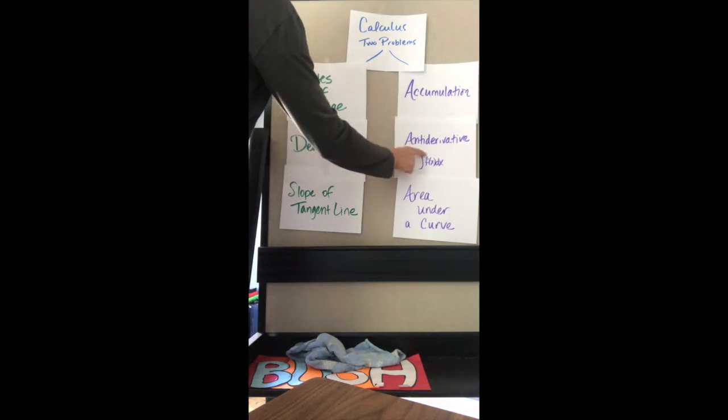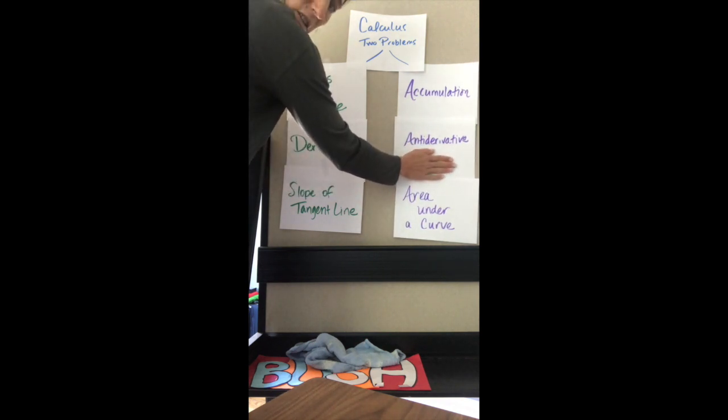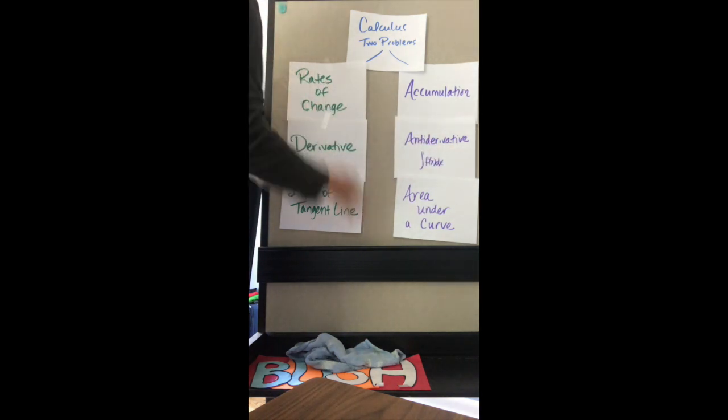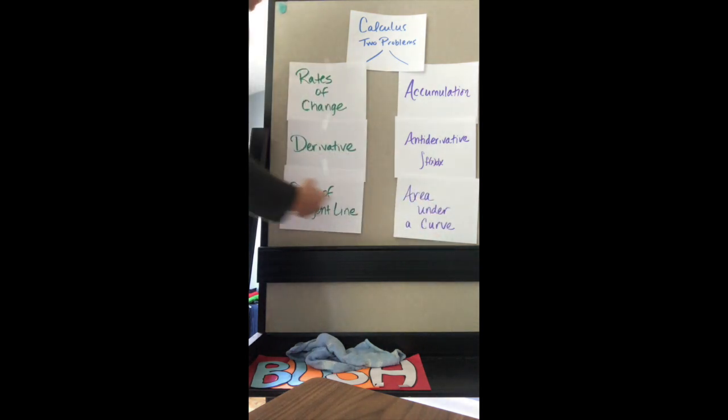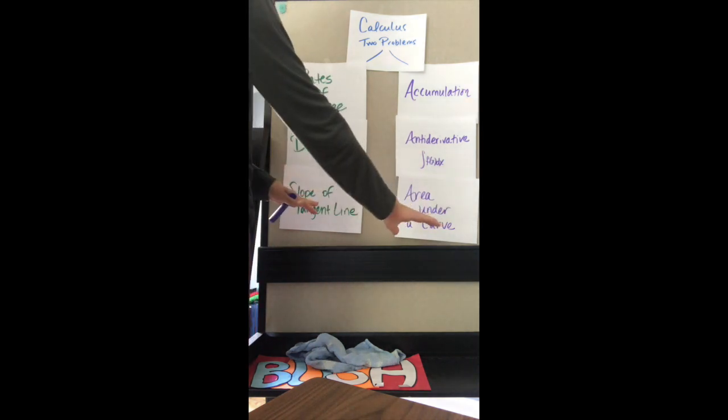And some of you may have seen this symbol before. It's like a long S. This is an antiderivative. We're not going to go into that a lot. Don't stress about that. I just wanted you to see it. Graphically, that is your area under the curve. So these are your inverses.